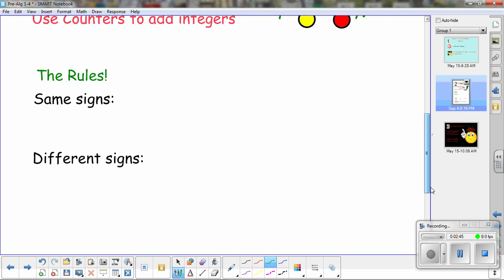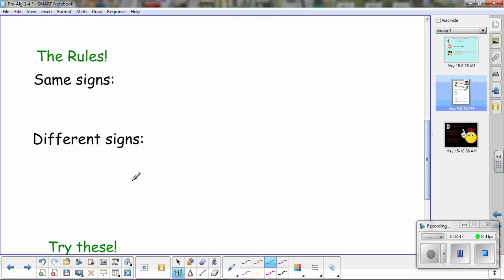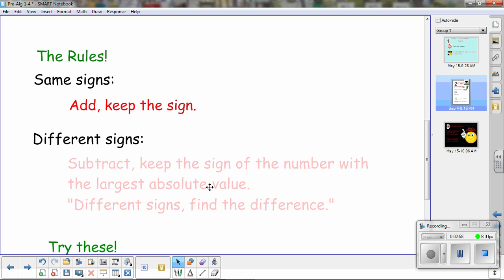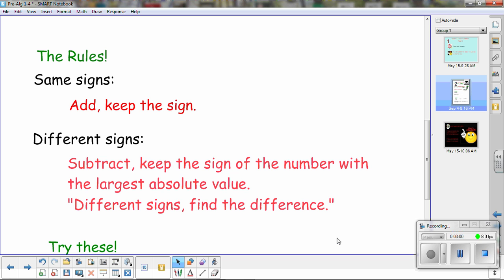So while you can use counters and number lines to help you with integers, you will want to just get these rules into your brain to make it go a little quicker. If 2 numbers have the same signs, you'll add and keep the sign. If 2 numbers have different signs, you'll subtract and keep the sign of the number with the largest absolute value. Remember, different signs, find the difference.